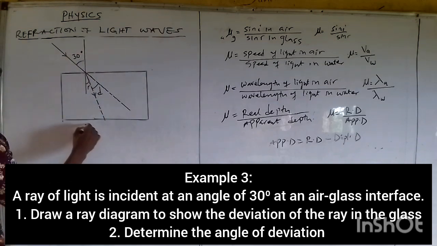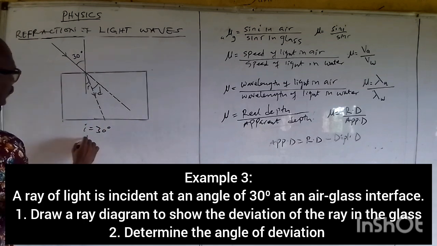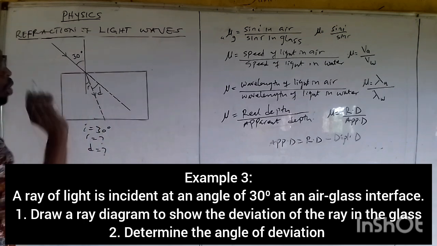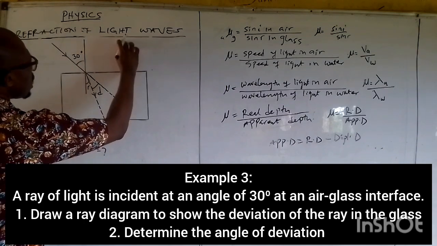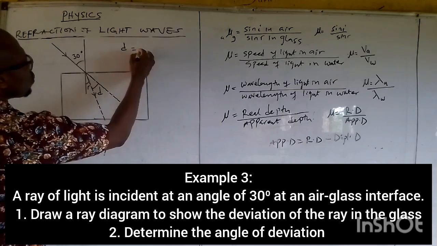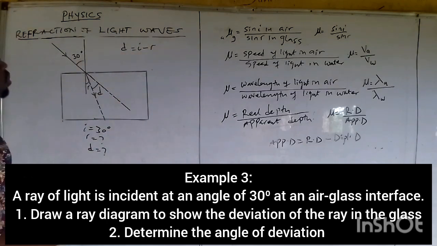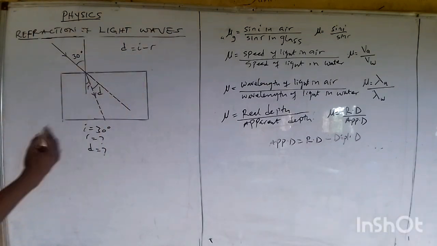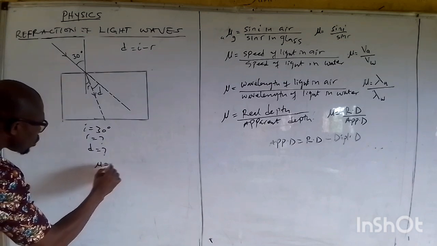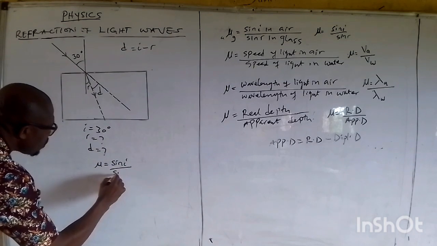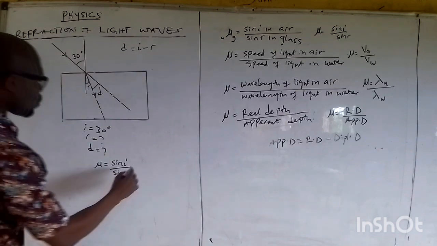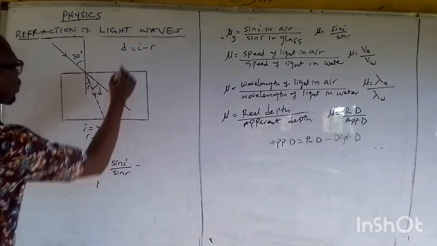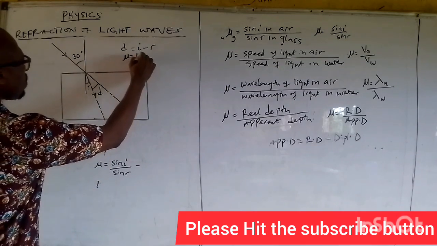Now we can have I is 30 degrees, R is not there, and D is the deviation we are looking for. But remember, the formula says our deviation D is equal to I minus R. So all we need to do is to find R. How do you get R? Use the formula that says mu is equal to sine I all over sine R. The refractive index from the question is given to be 1.50.